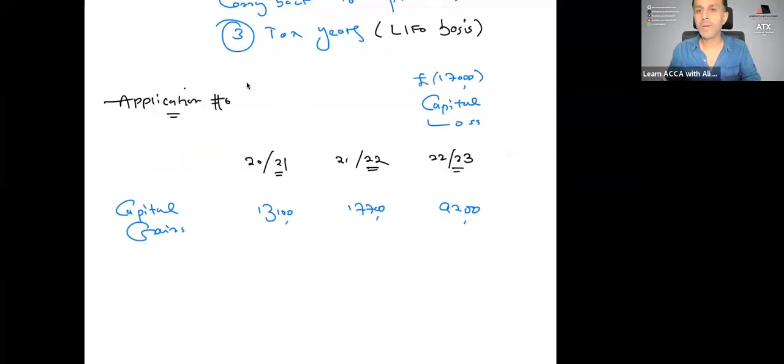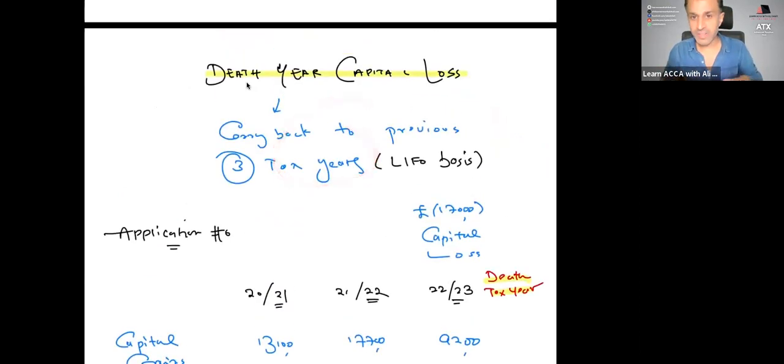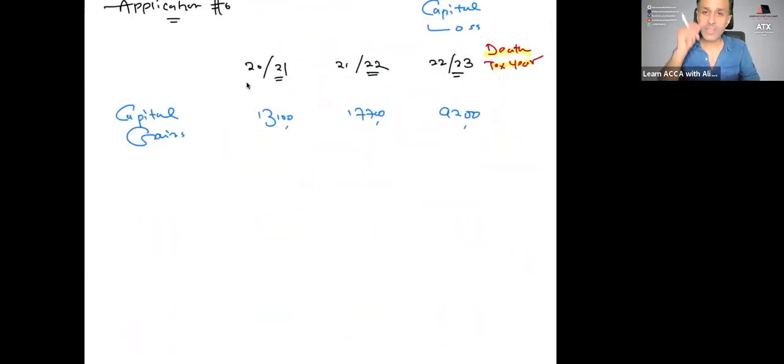Okay. And this is not just the tax year, it's also her death tax year. So let's not just consider it as any other tax year, it's the death tax year. The loss that has arisen in a death tax year has a special way of being relieved, and that special relief is what we are trying to understand. So let's go and relieve it.